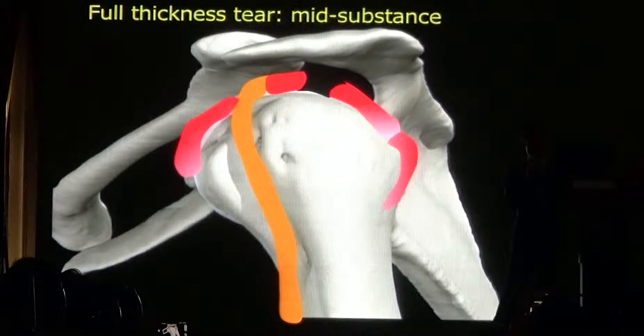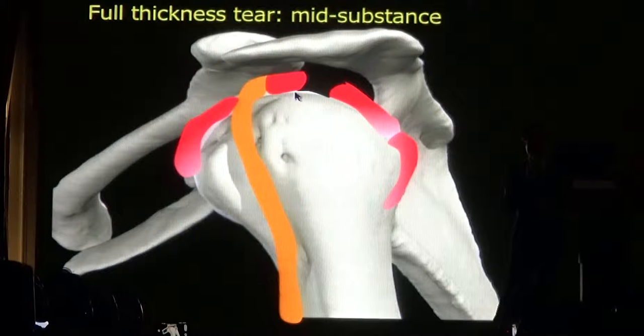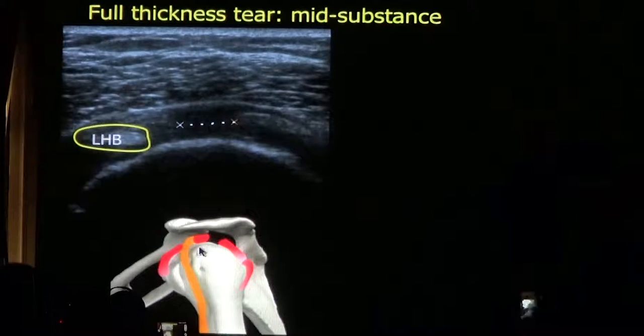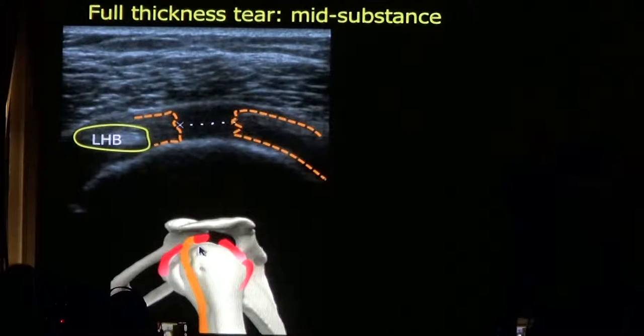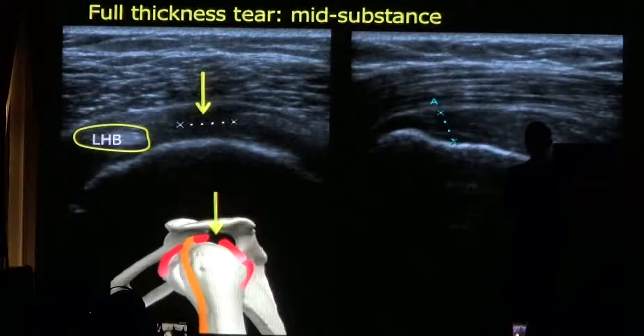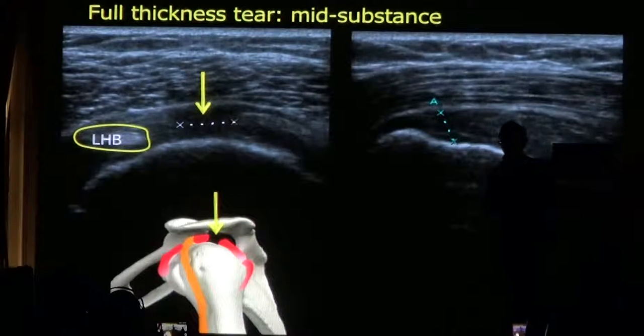This is an example now of a full thickness mid-substance tear. So it's away from the anterior edge of supraspinatus. And you can see here, there's the long head of biceps. There are some intact anterior fibers of the supraspinatus, and you can see the position of the tear with the defect. And you should be able to see that in two planes. It's important when you think you can see a tear that you look in the other plane to ensure that you can confirm that in two planes.